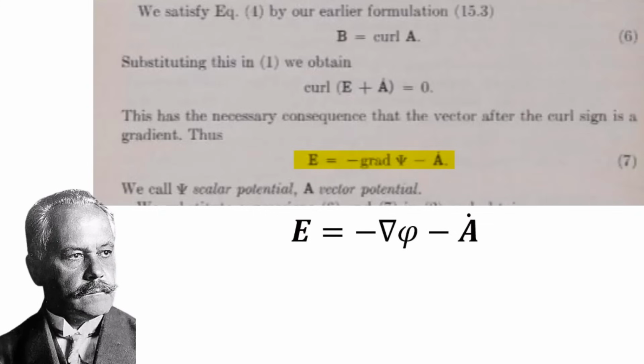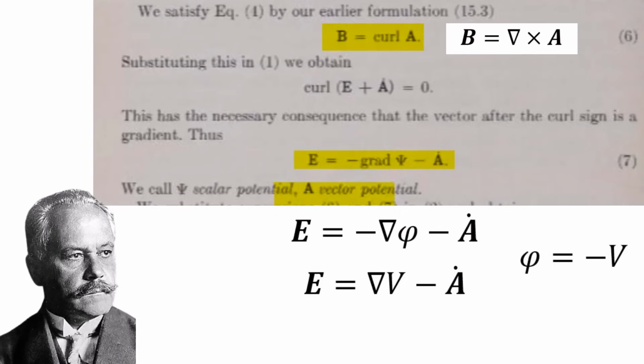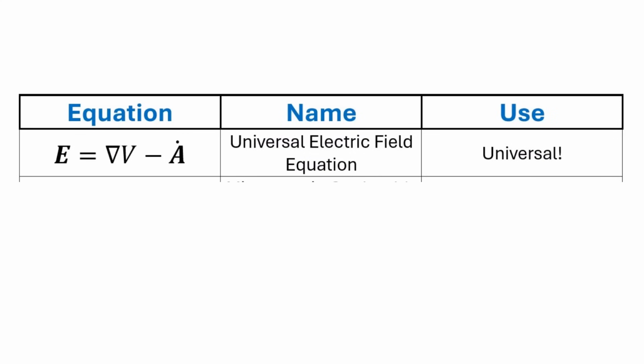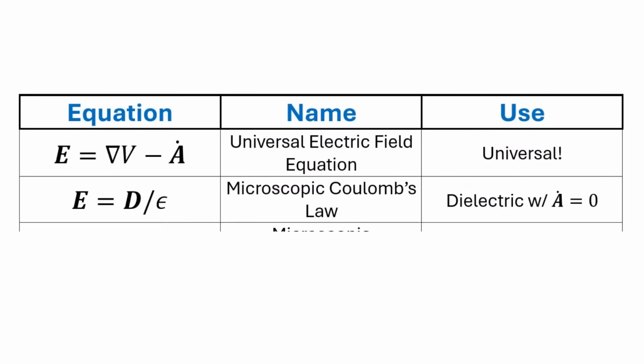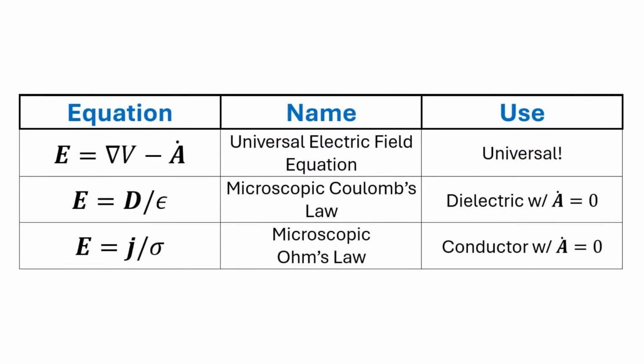In addition, there is a third equation for the electric field. E equals minus the gradient of phi minus dA/dt, which is also equal to the gradient of V minus dA/dt, where phi equals negative V is the potential, or the internal energy per charge, and A, called either the magnetic momentum, Maxwell, or the vector potential, Heaviside, is related to the magnetic field B with the function B equals curl A. I like to call the equation E equals grad V minus dA/dt the universal electric field equation, as it is universally true, whereas E equals D over epsilon and E equals J over sigma are true only in a dielectric or a conductor respectively, and only true when the magnetic field is constant.